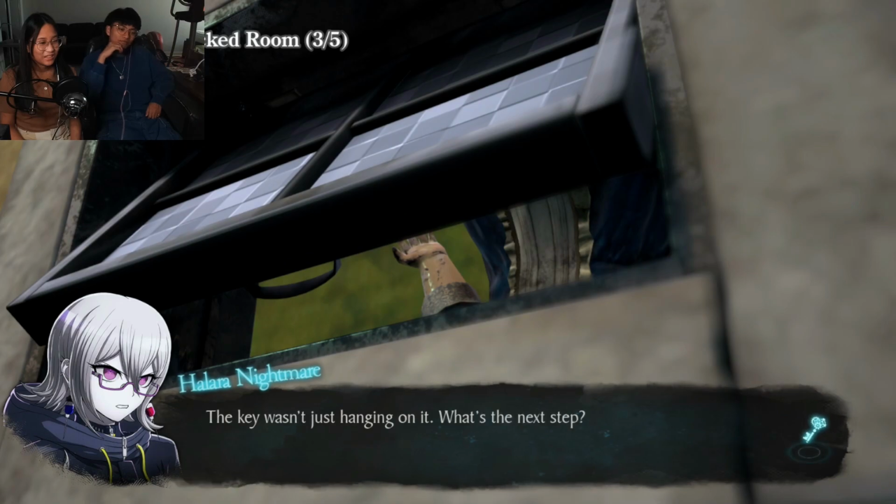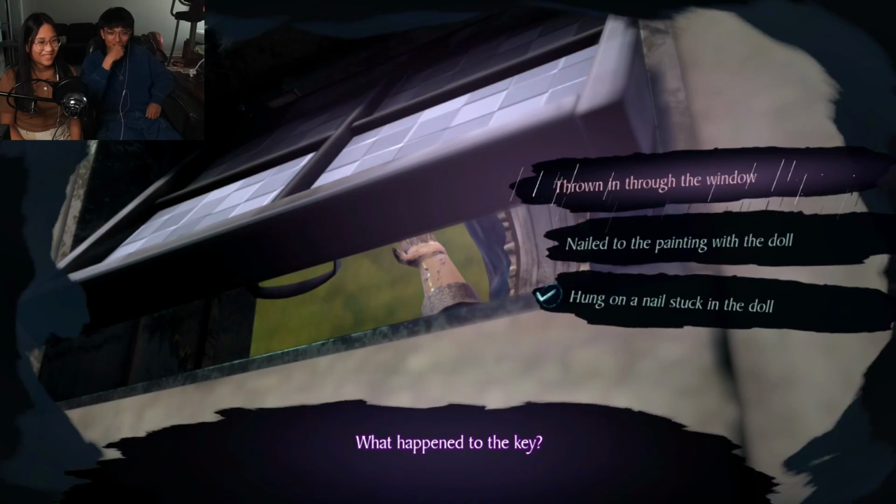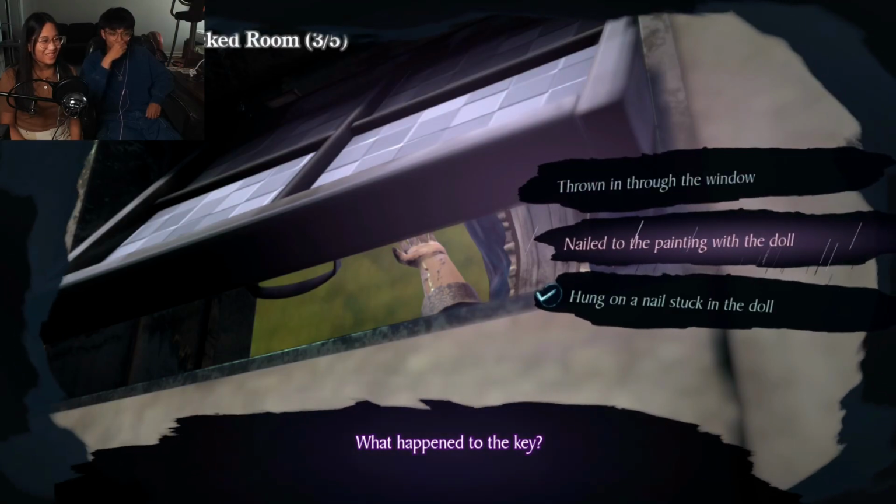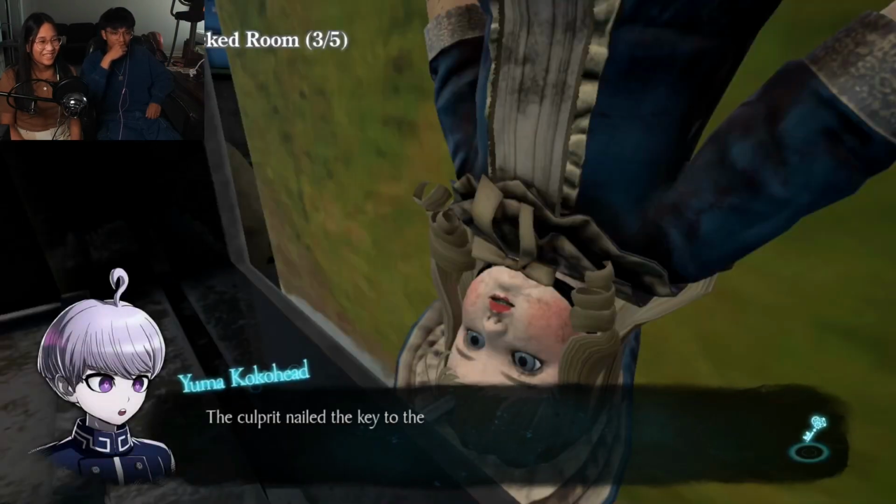The key wasn't just hanging on it. Oh yeah, I thought I was. Once I knew that, but I also thought maybe I was hallucinating, you know. They do trick you a lot, right? The culprit nailed the key to the painting.